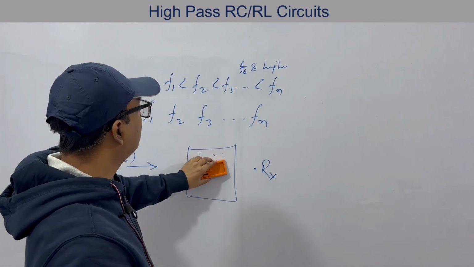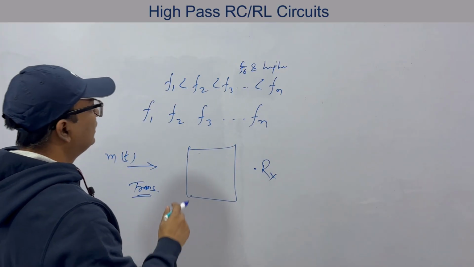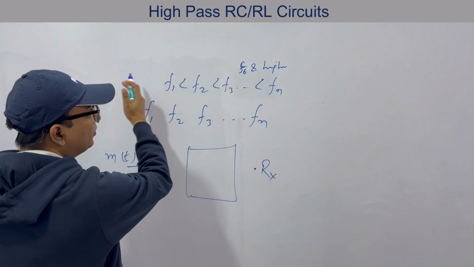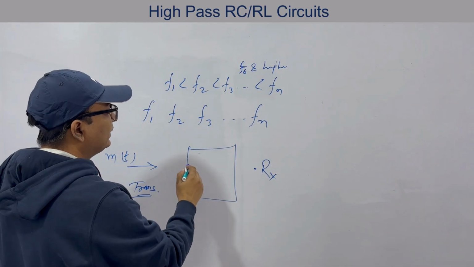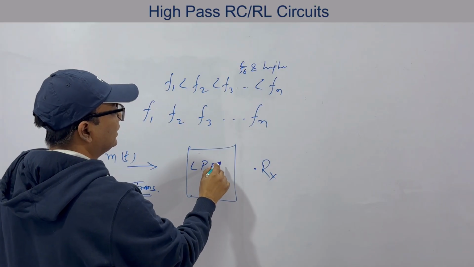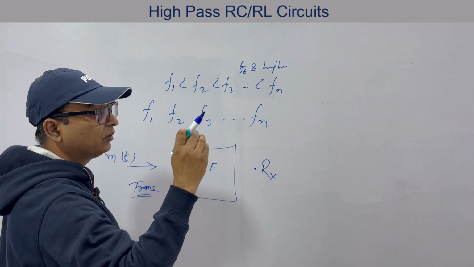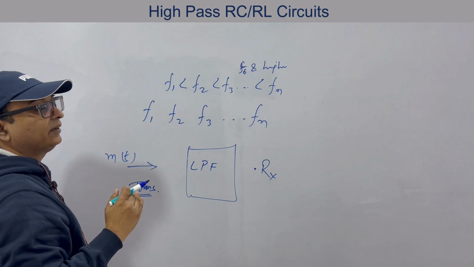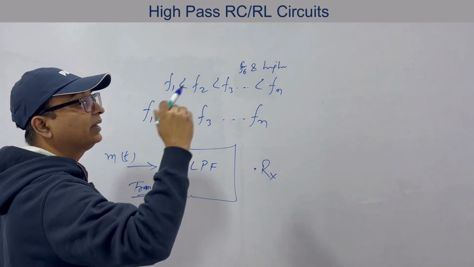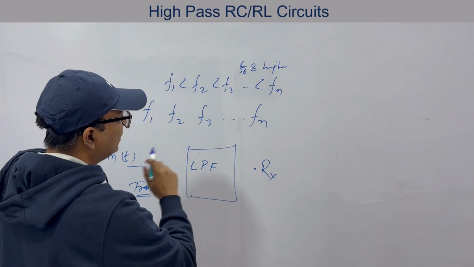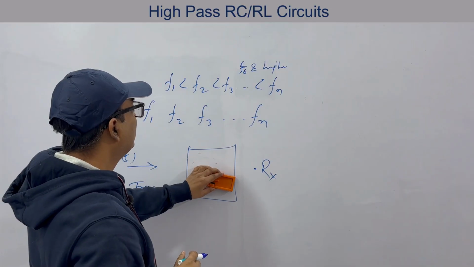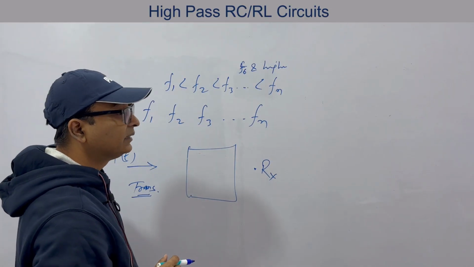Just reverse of it, if we want lower frequency signals to pass, then that is called a low pass filter. That is, let's say at fk, all frequencies lower than fk are passed and above fk are attenuated, then that is a low pass filter. We also have band pass filters and band reject filters.